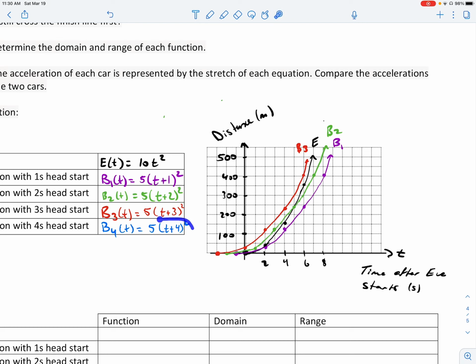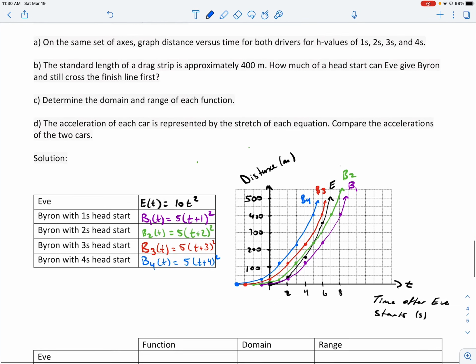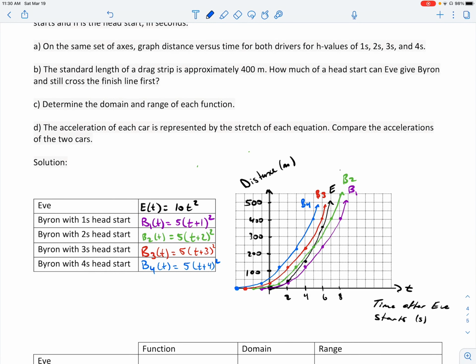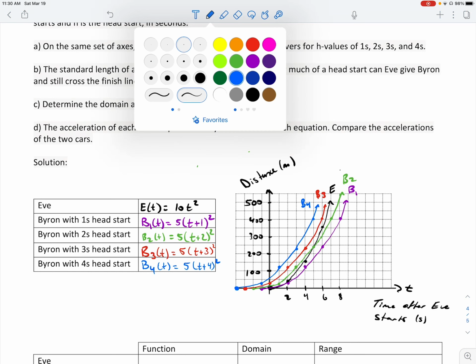Okay. And lastly, this one here. So it's going to take the red one and bump it over one more to the left. Okay. All right. So those are the graphs for both drivers with a 1, 2, 3, and 4 second head start. So this is all part A.